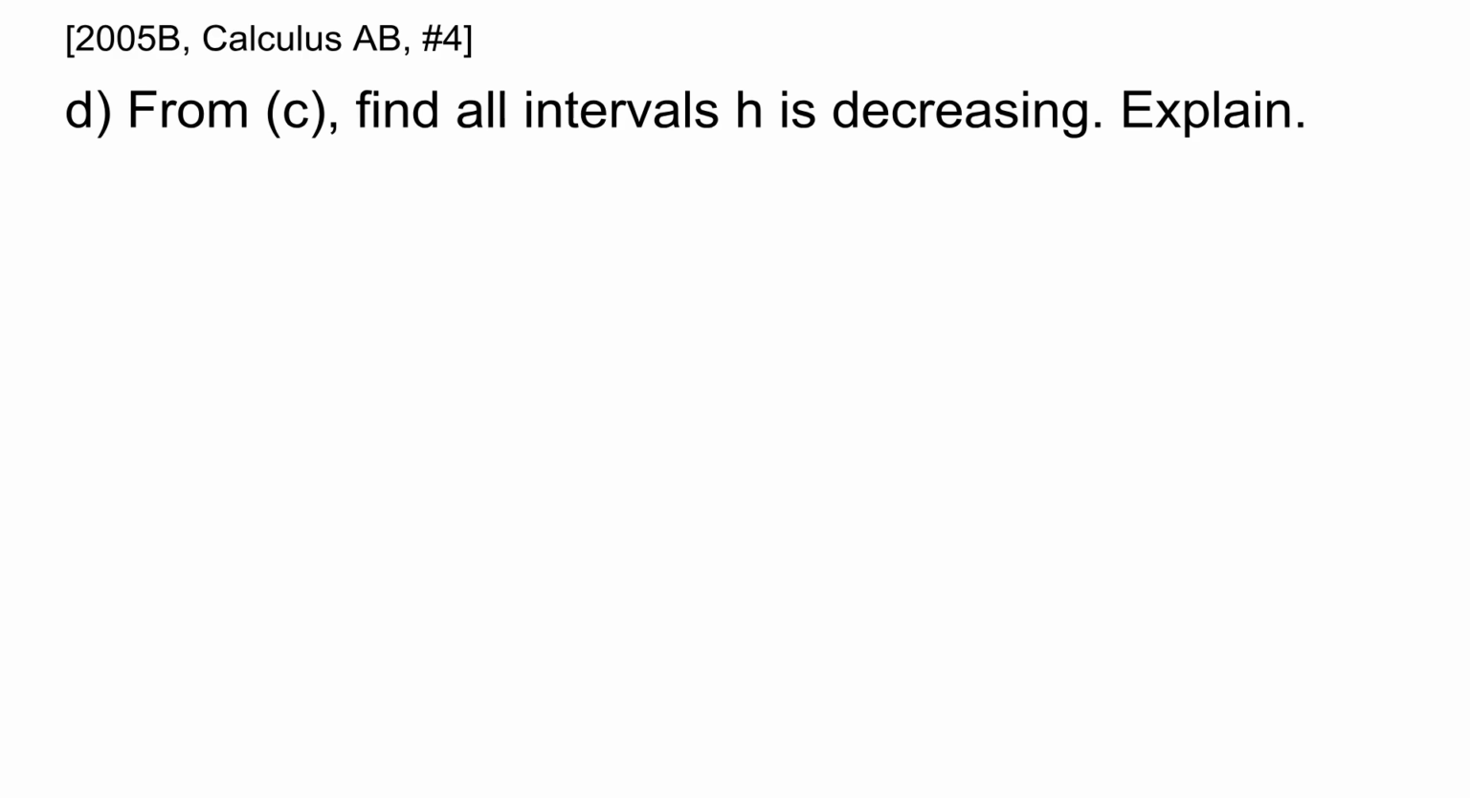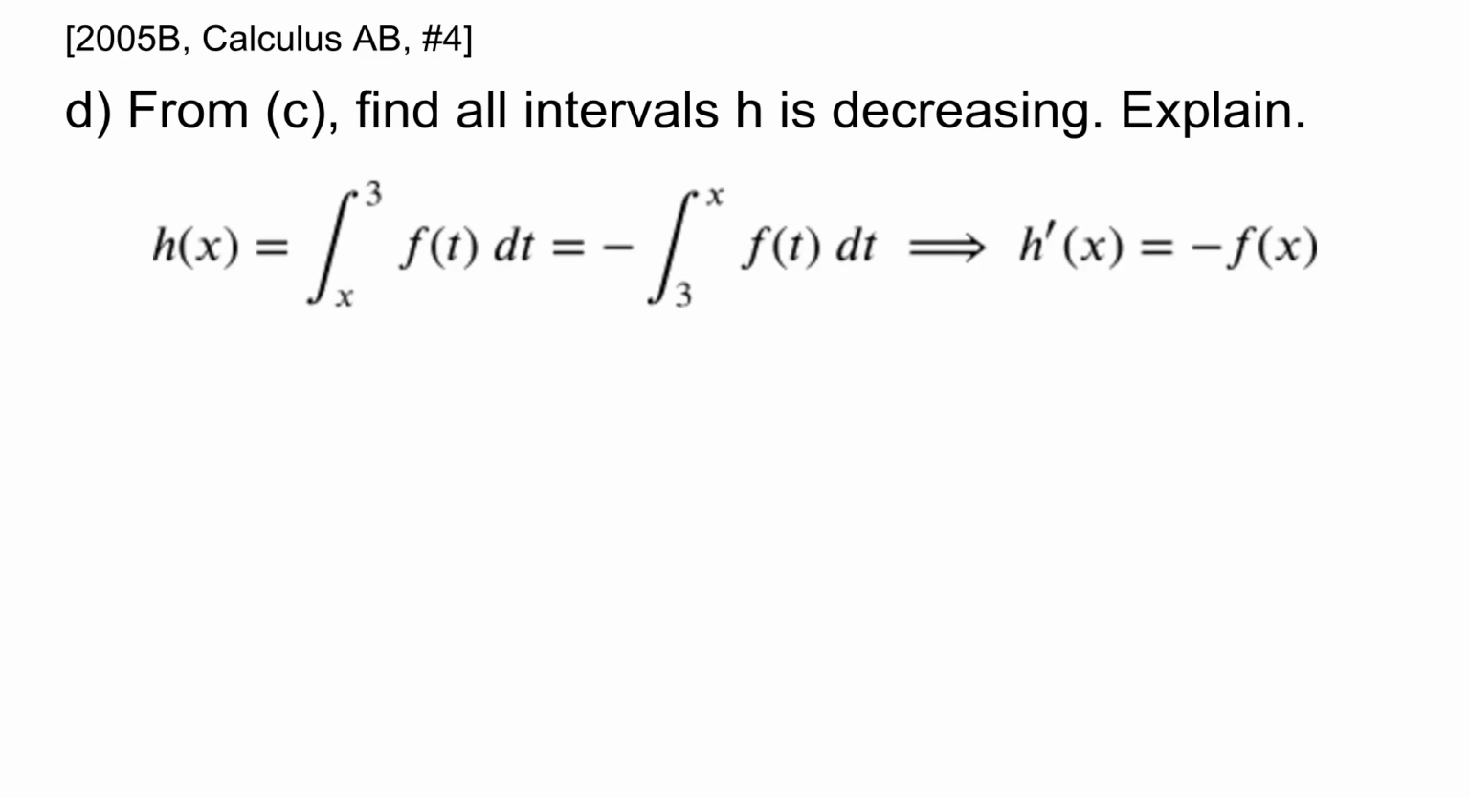In part D of this question, we are asked to use the function from part C above and find all intervals on which h is decreasing and explain our answer. Given the definition that h of x is the integral from x to 3 of f of t dt, that is equal to the negative integral from 3 to x of f of t dt, which implies that h prime of x is negative f of x.